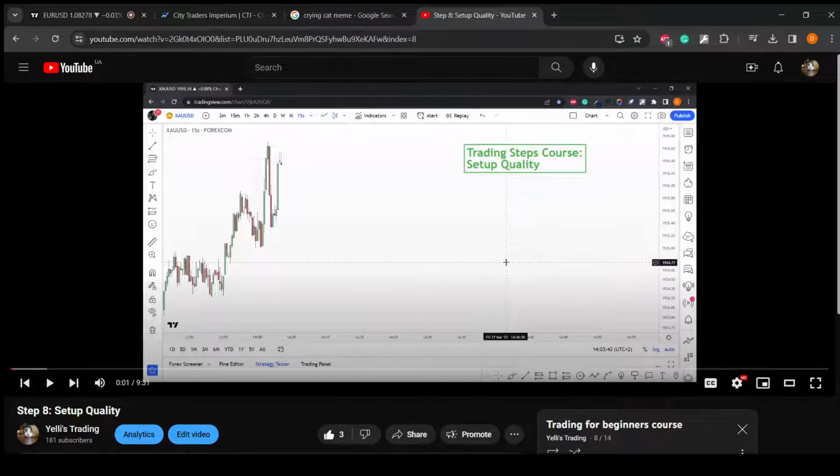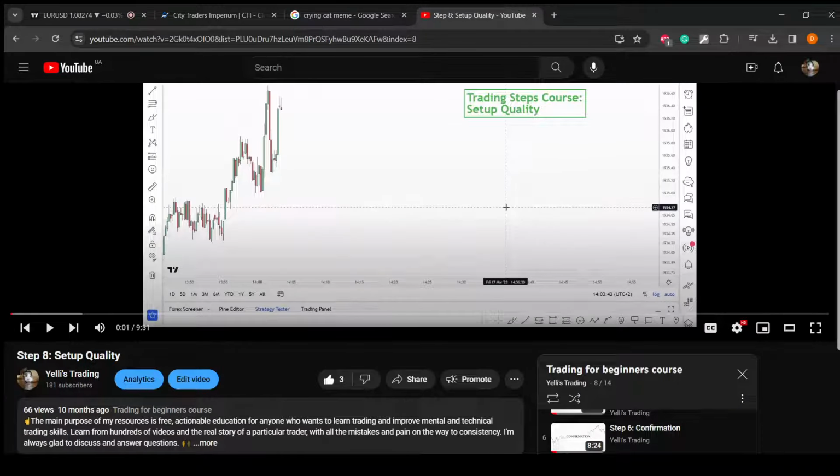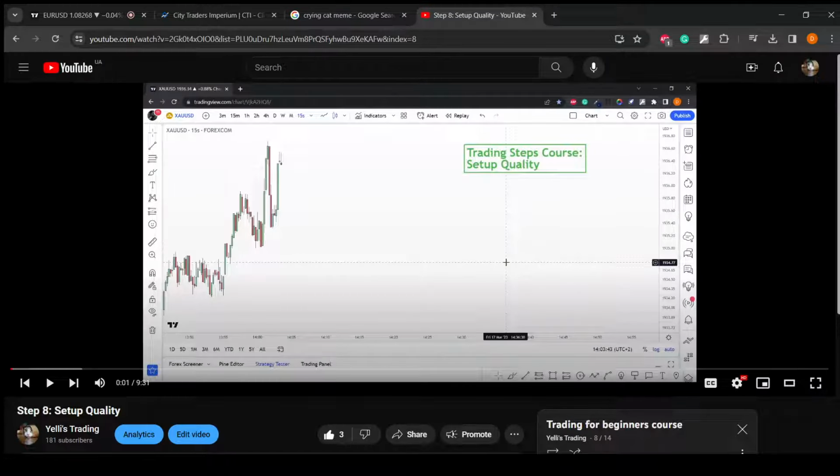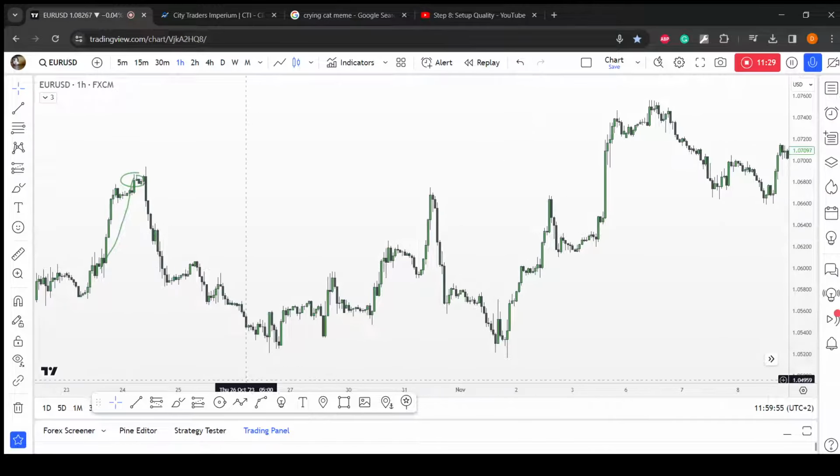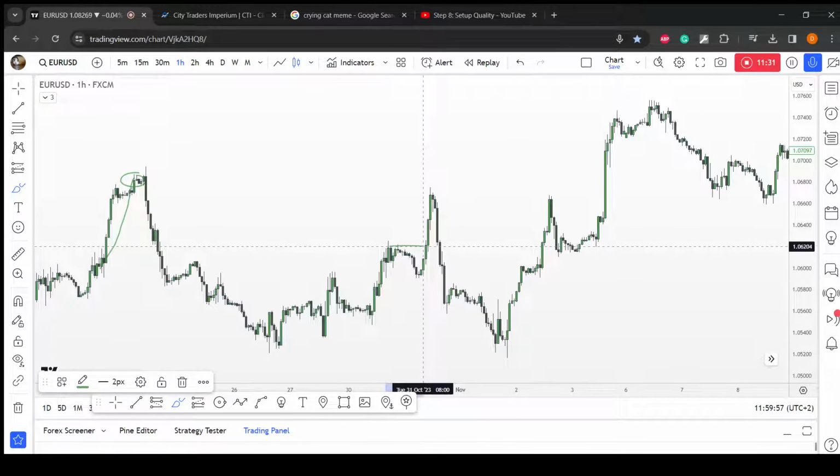One more thing that you would like to know about structure is structure quality. Again, I spent a little bit more time than I planned, so just refer to the setup quality video in the beginner's course, and you will have more on quality and clarity of the impulses and of structural ranges in the market, because of course not every break, not every structural move is clear.